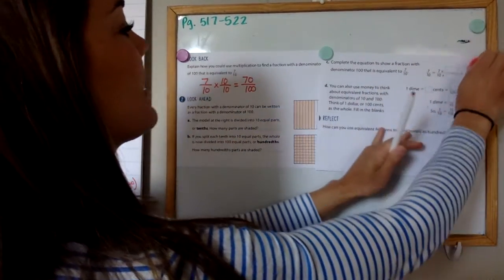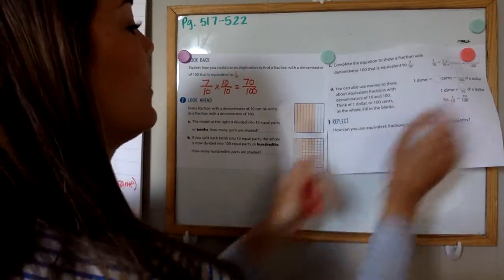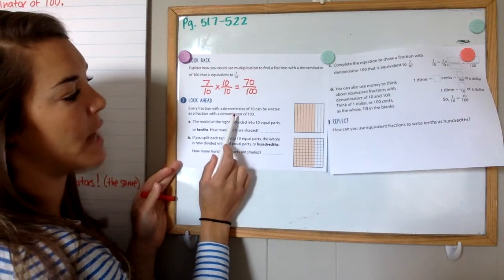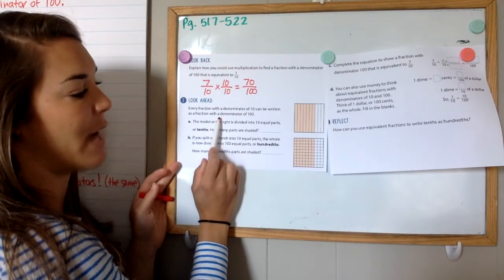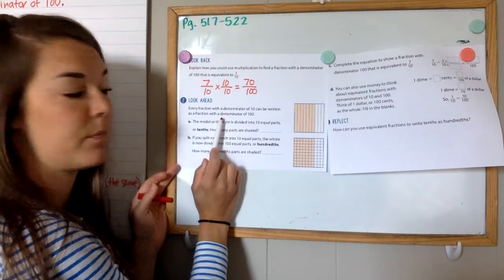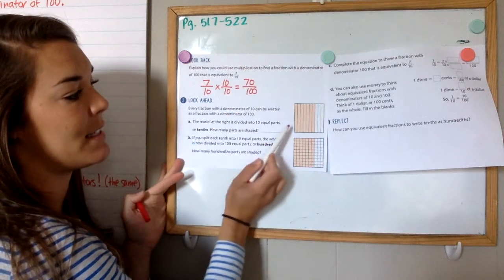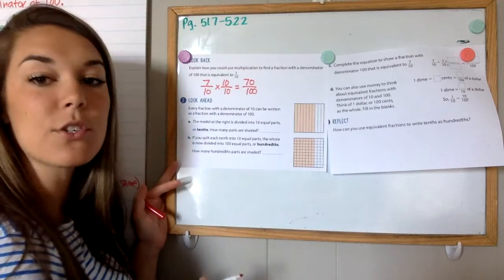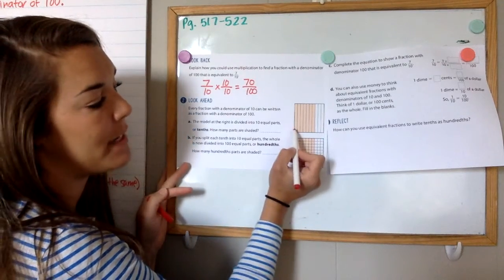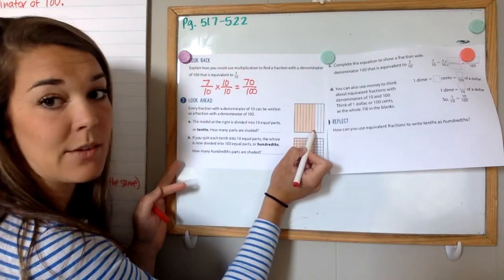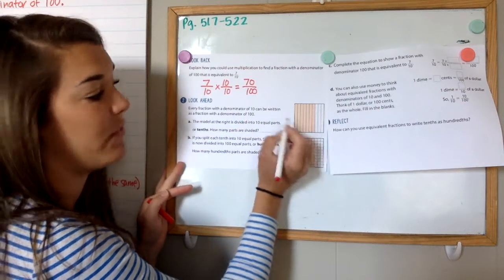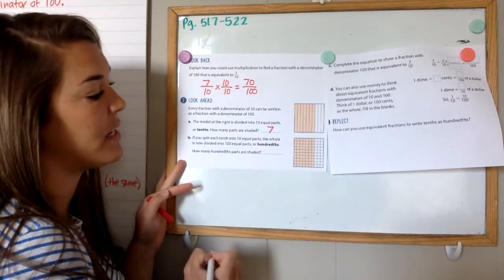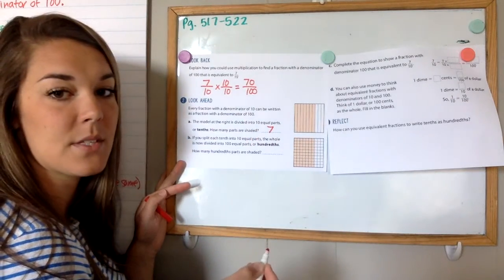All right. Next part is a little repetitive here. We kind of talked about this already, but it says, every fraction with a denominator of 10 can be written as a fraction with a denominator of 100. The model to the right is divided into 10 equal parts, or tenths. How many parts are shaded? So how many tenths are shaded here? You could count on your own. You kind of know. It's 7. So we're just going to write 7 for 7/10.